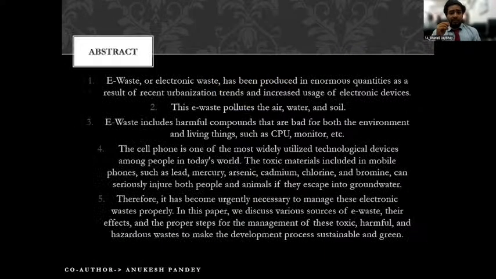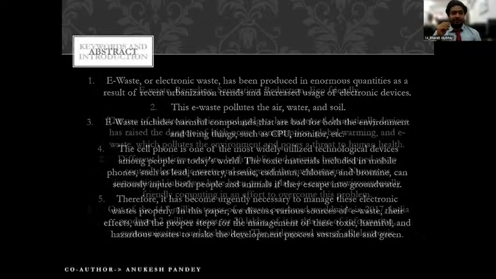Abstract. E-waste or electronic waste has been produced in large quantities as a result of recent urbanization trends and increased use of electronic devices. This e-waste pollutes air, water, and soil, and it is dangerous for human health as well. Therefore, it is an urgent requirement to manage this electronic waste properly. In this paper, we will discuss e-waste and its management and how to recycle this e-waste.